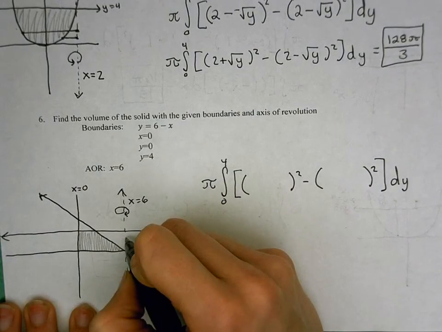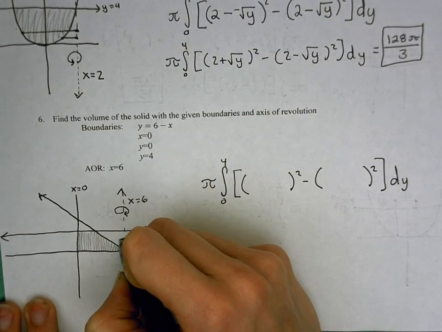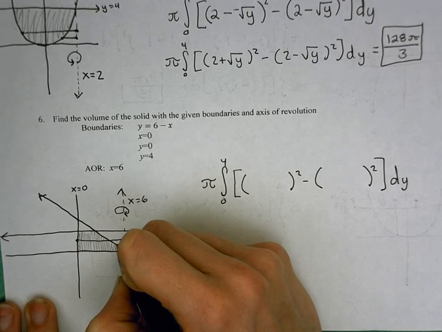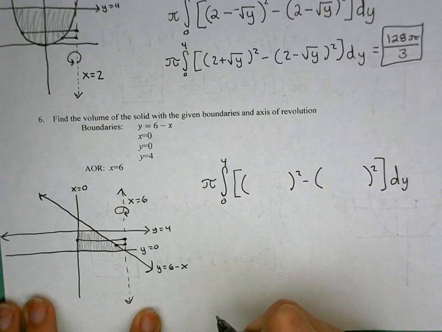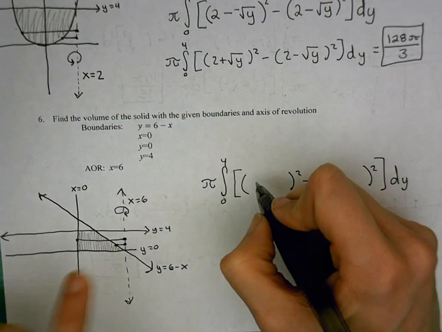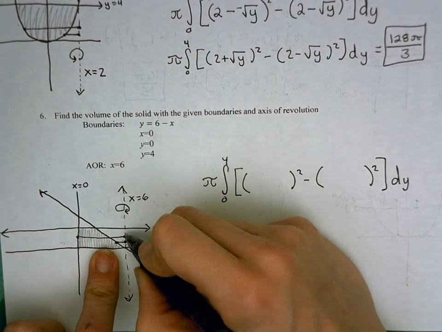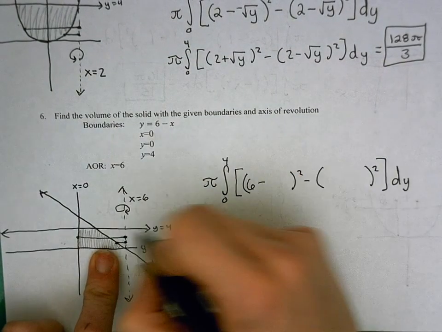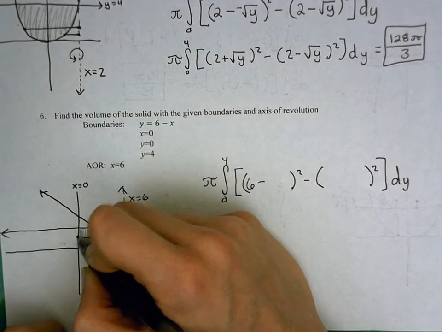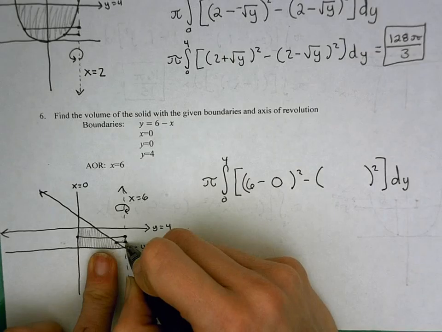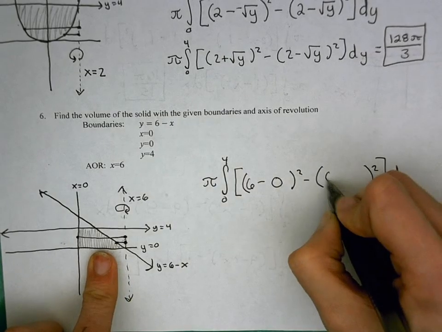Big R, distance from axis of revolution to the furthest point. Little r, distance from axis of revolution to the closest point. Okay, so my big R, upper minus lower, upper sits on x equals 6. So this is 6 minus. Lower sits on x equals 0. Little r, upper sits on x equals 6.